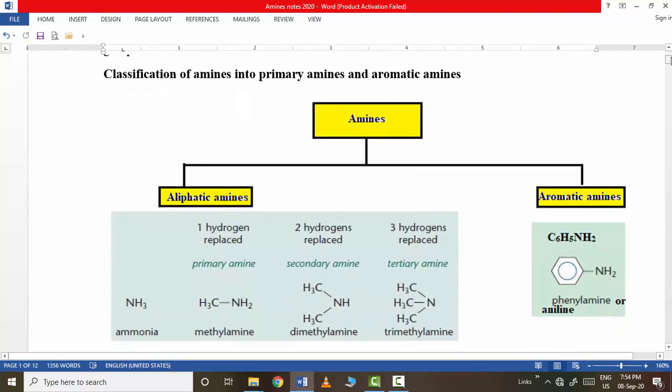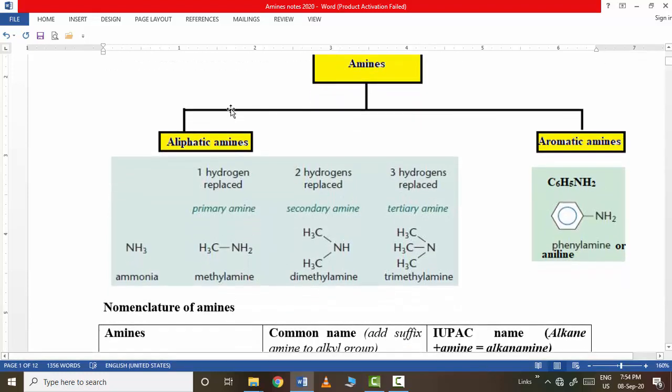Let us look into the classification of amines. Amines are classified into primary amines and aromatic amines. Not primary amines, it is the aliphatic amines. Sorry. So they are classified into aliphatic amines and aromatic amines. If you look at this concept mapping, amines are categorized into aliphatic amines and aromatic amines. Aliphatic because they do not have the ring structure, aromatic because they have the ring structure.